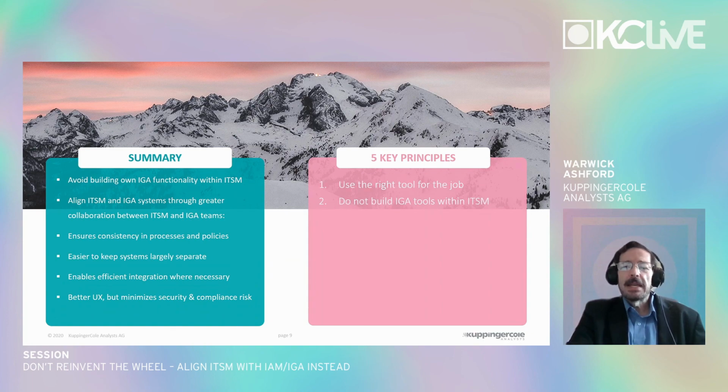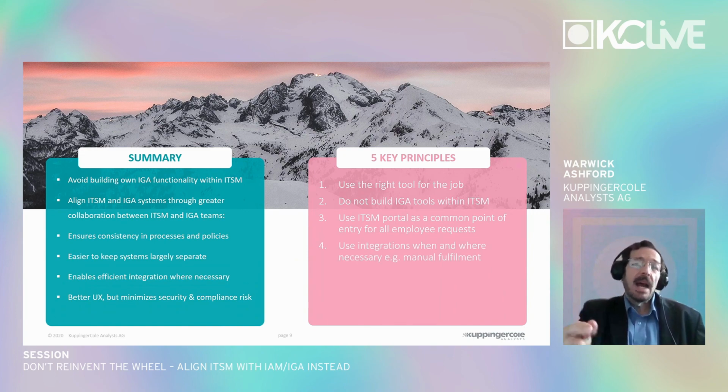And just again, to recap on the five key principles: use the right tool for the job, do not build IGA tools within ITSM, use the ITSM portal for the common point of entry, and use integrations when and where necessary. Many IGA tools come with pre-configured integration to major ITSM solutions, plus APIs for custom integration to others. So there's really no excuse for not doing integrations when necessary. And then finally, develop ITSM and IGA processes in tandem for better alignment. So in closing, the watchwords are align and integrate. And the goal of aligning ITSM and IGA is to automate when possible and evaluate risk when necessary. And with that, it's back to you, Annie.